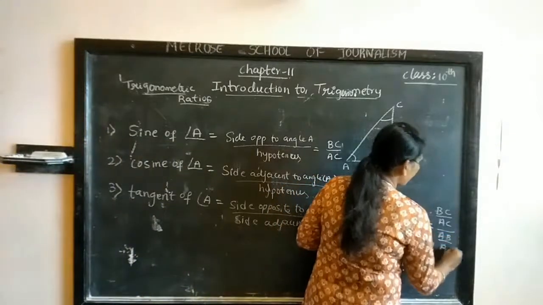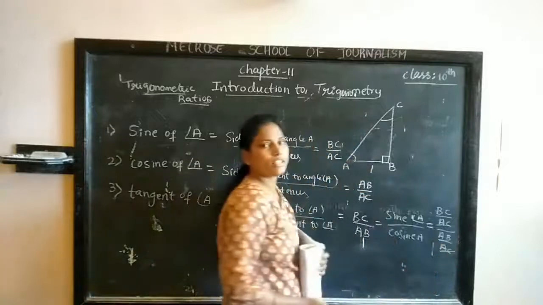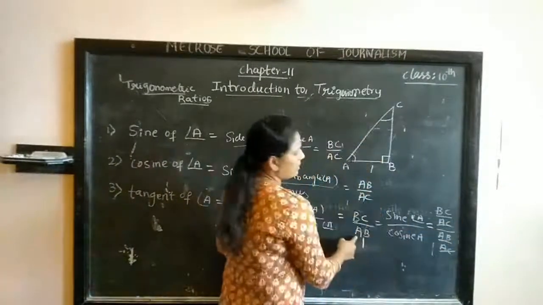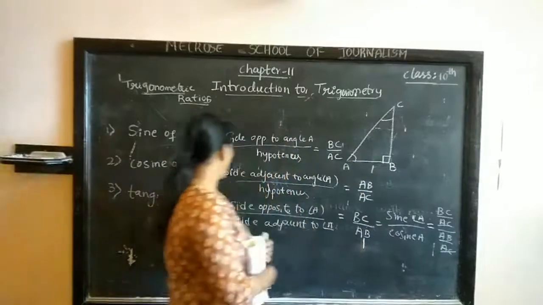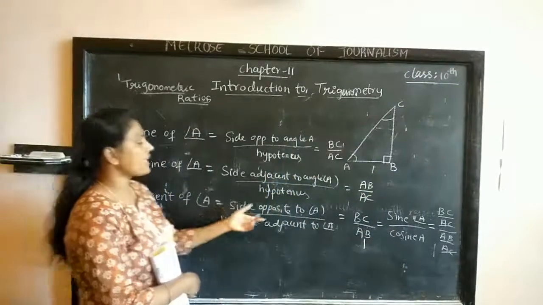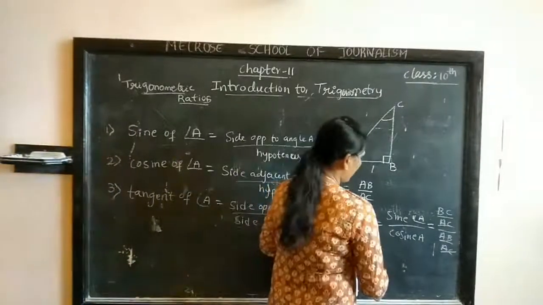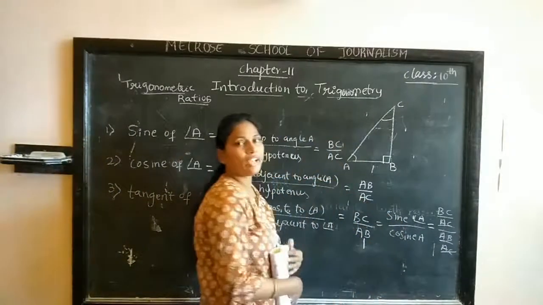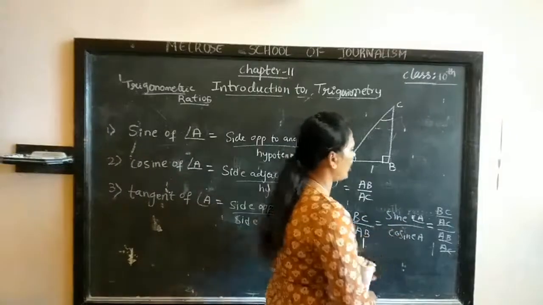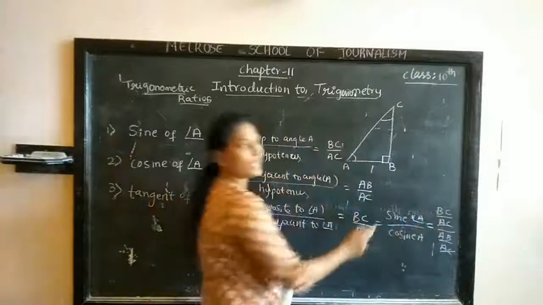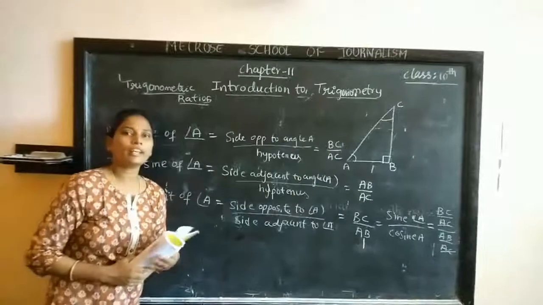AC. See, this AC will get cancelled. Both are in the denominator. What is left? BC by AB. BC by AB. Clear? So tangent of A is side opposite to angle A over side adjacent to angle A. It is BC by AB. It can also be defined as sine A by cosine A. These are the three trigonometric ratios.